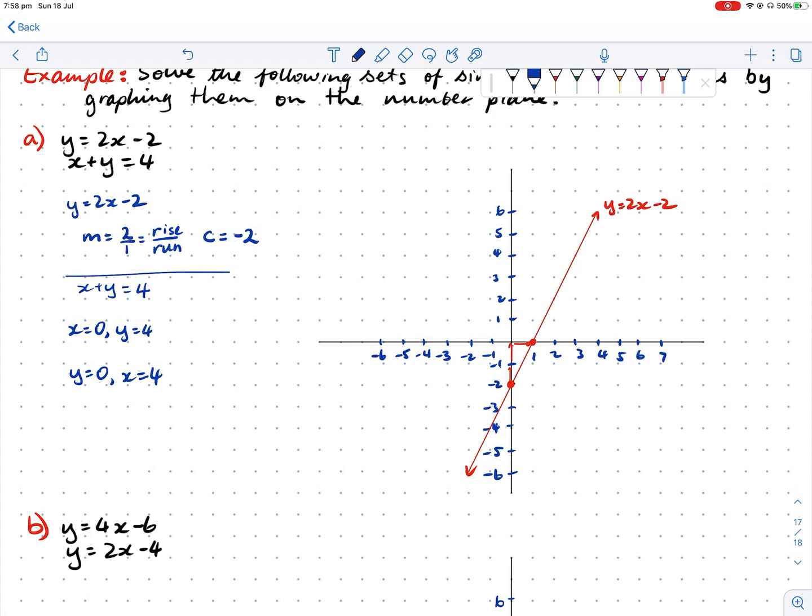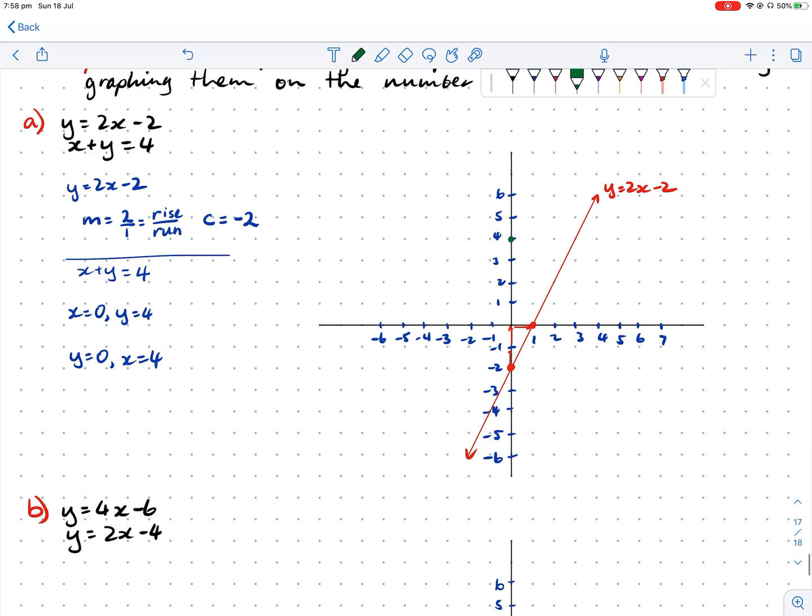So that gives us the 2 points that we're going to use. I'm going to draw this one in green. So we know that (0, 4) is a point on the line. So 0 units across, 4 units up. And then the second point was (4, 0). Okay, so remember, x comes first always. So 4, 0 is down here. So we're going to draw a line straight through the middle of those. And that's going to be the line x + y = 4.